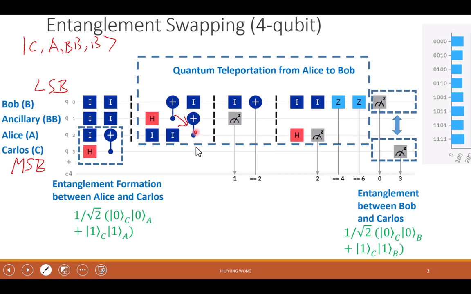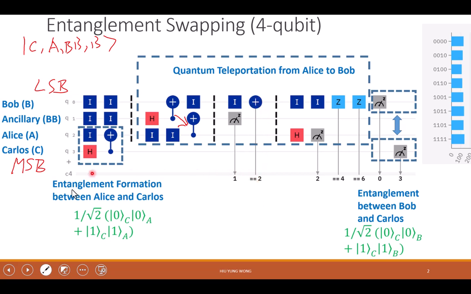And the reason for doing this is what? Because Alex is going to do a measurement on this auxiliary qubit BB. And if she gets one, she's going to call Bob. This is something I failed to emphasize last time. This is another extra classical communication. She's going to call Bob and say, Bob, please apply a NOT gate to your qubit. If she gets zero, she will also call Bob and say, I got it, but it's zero, do nothing. That's why we have this classical conditional NOT gate.